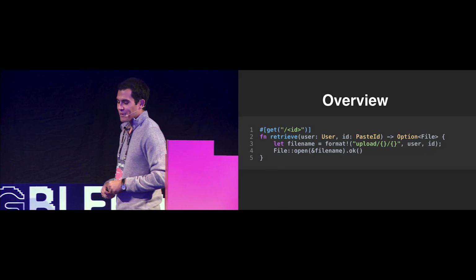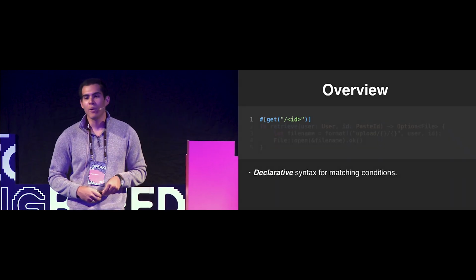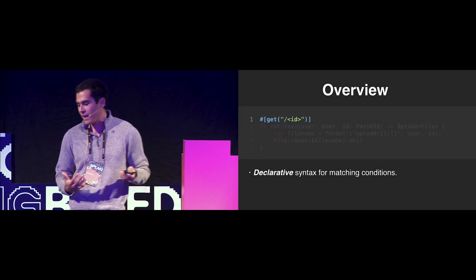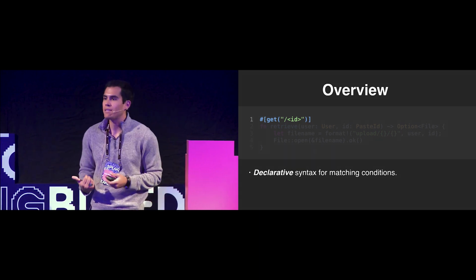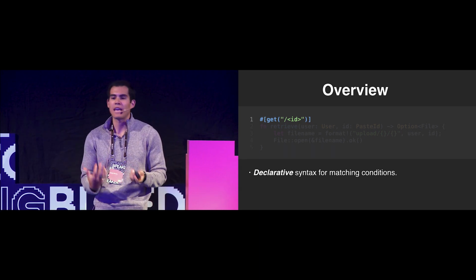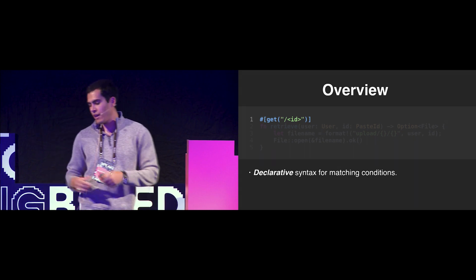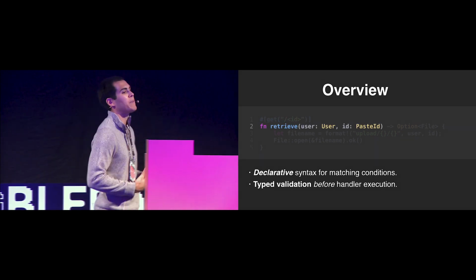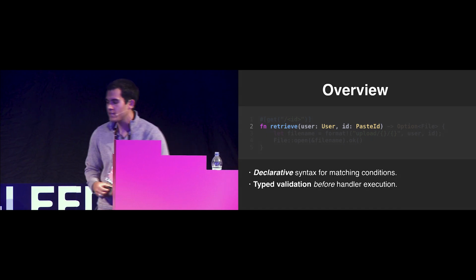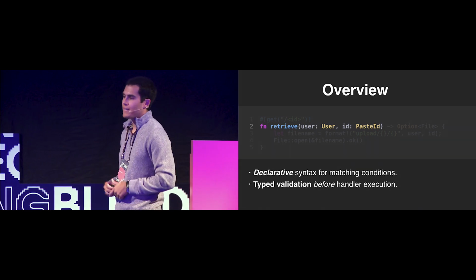OK, so here's what's going on here. The first part is this top thing, where you effectively specify how requests are going to match this thing. So in this case, we're going to match get requests to things that have an ID parameter. And then the second thing here, we're going to validate each of those things using a type. We're going to specify a type for each of these things. And so we're going to say ID is going to be a paste ID.